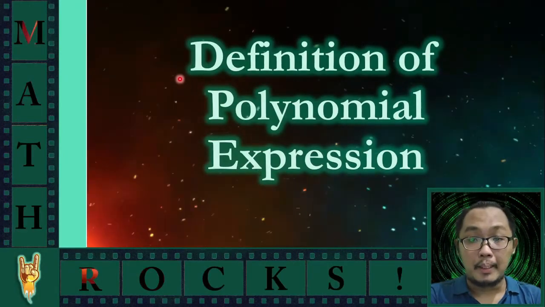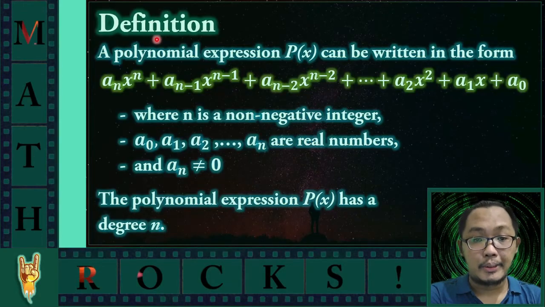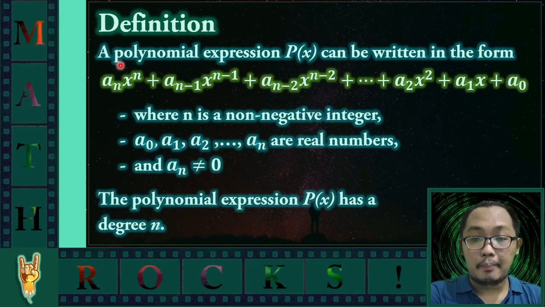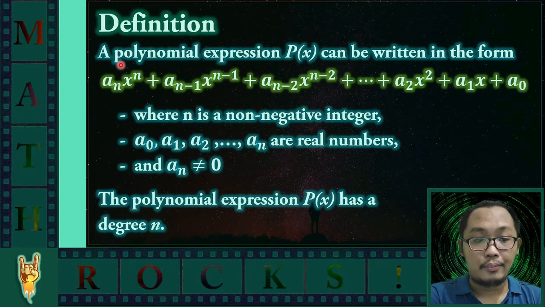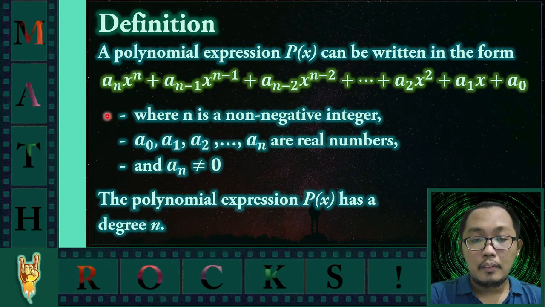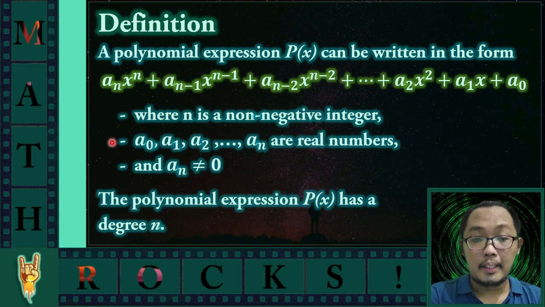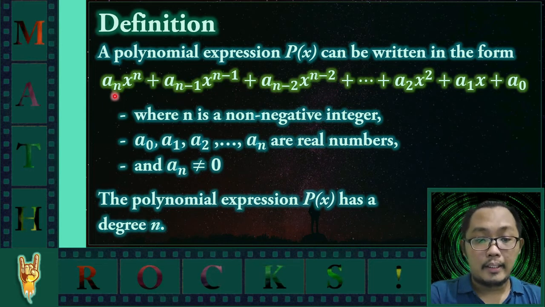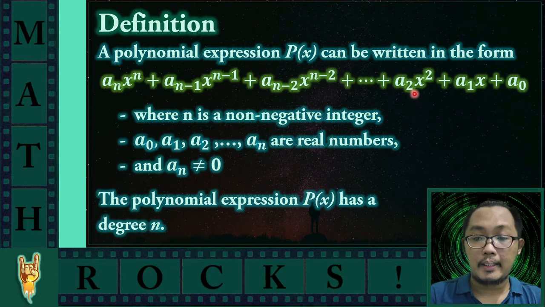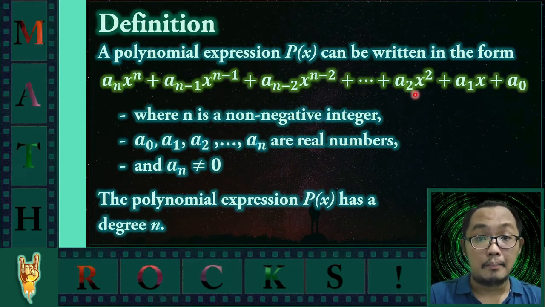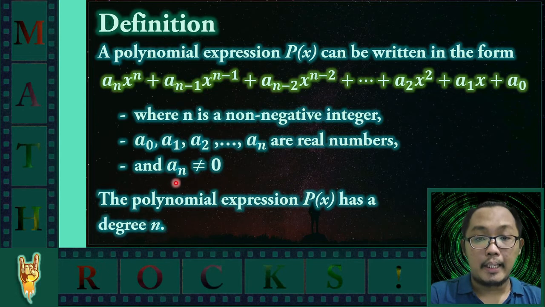Definition of polynomial expression. A polynomial expression p of x can be written in the form like this, where n is a non-negative integer. And here we also have to remember that all the a's in this polynomial expression are real numbers, such that a sub n should not be equal to 0. And here is the a sub n. So this polynomial expression is said to have a degree of n.